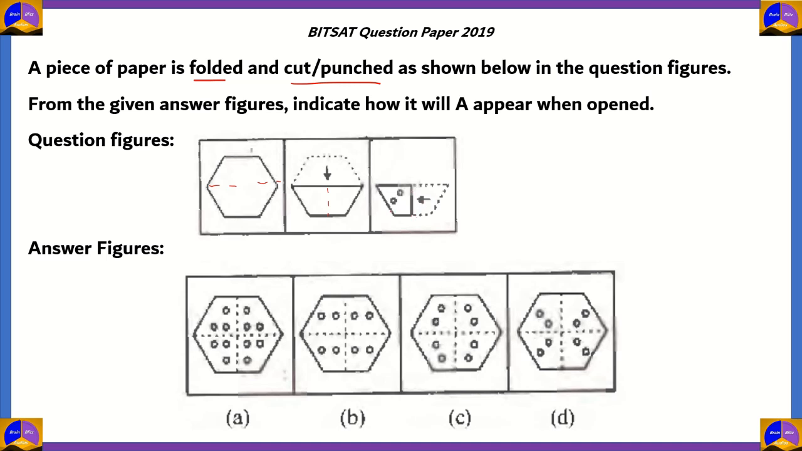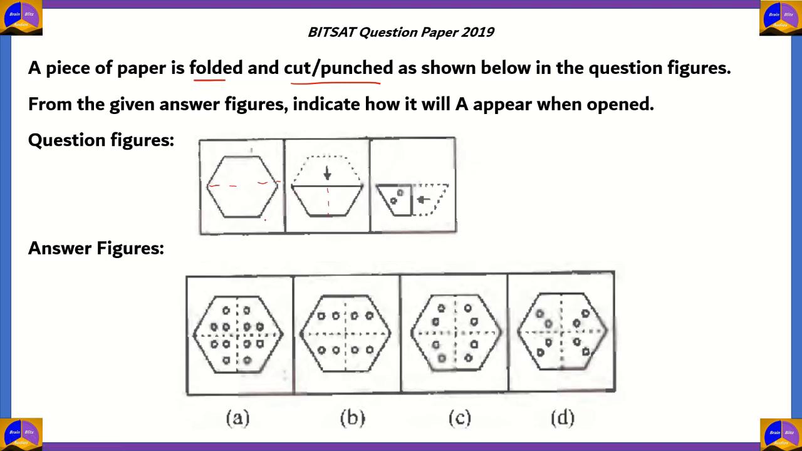And once we have reached this shape, we have punched in two holes in this fashion, one hole facing inwards and the other hole facing outwards. So they are in a diagonal orientation. Now, from the given answer figures, we need to find out how this hexagon will look when it is opened.